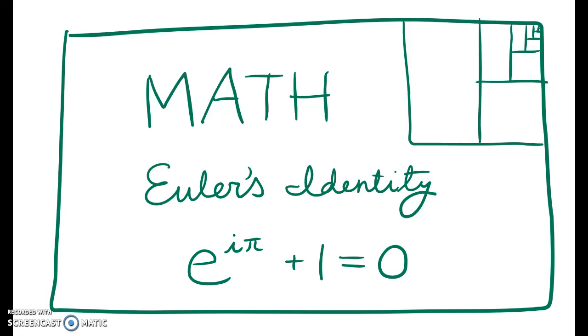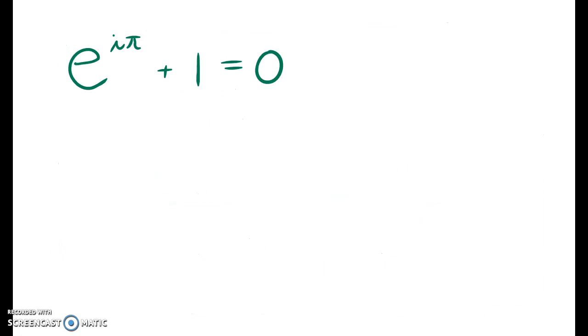Today we'll be talking about Euler's identity, namely e to the i pi power plus 1 is equal to 0. This is often called the most beautiful equation in all of mathematics. Now the question is actually understanding it. 1 and 0 we know, but what is e to the i pi?